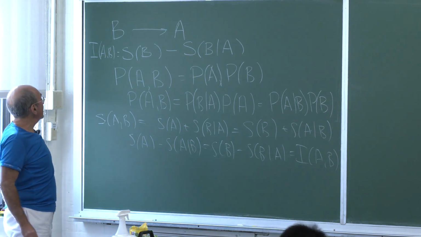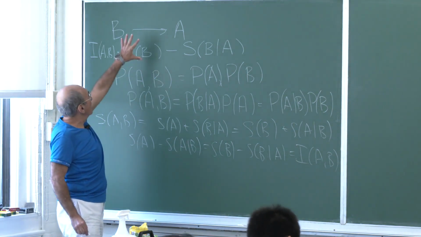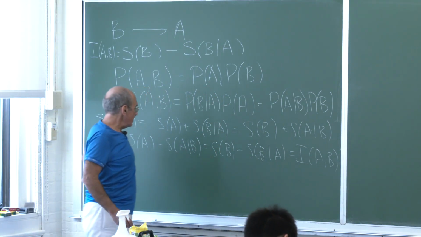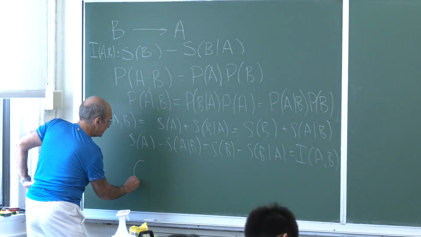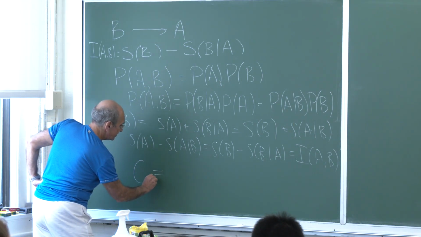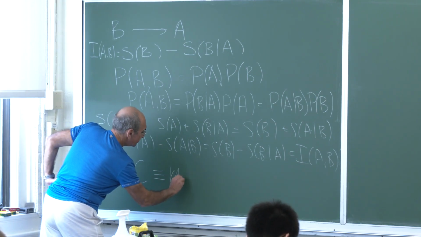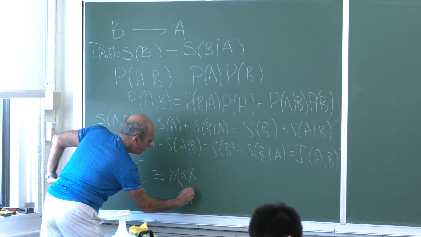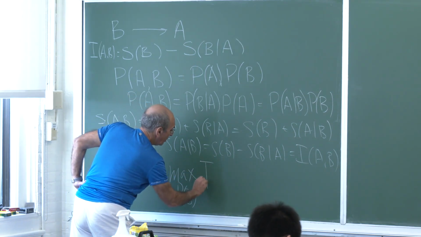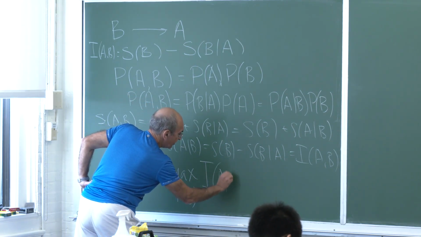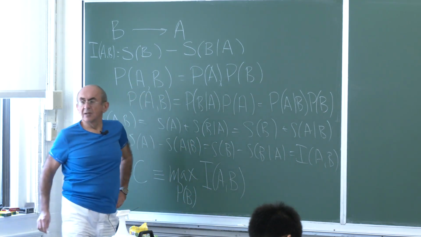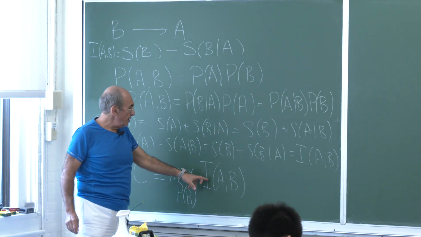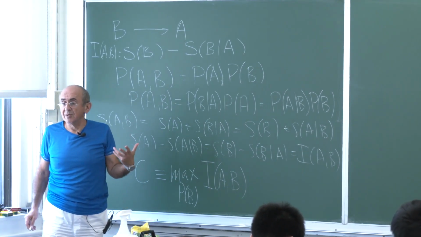In particular, Shannon suggested to measure the quality of a channel, and that's where we ended last time, by the quantity which we call capacity. And capacity is defined as a maximum taken over all P of B of I of A and B. Now, generally, this mutual information depends on the statistics of B, right?